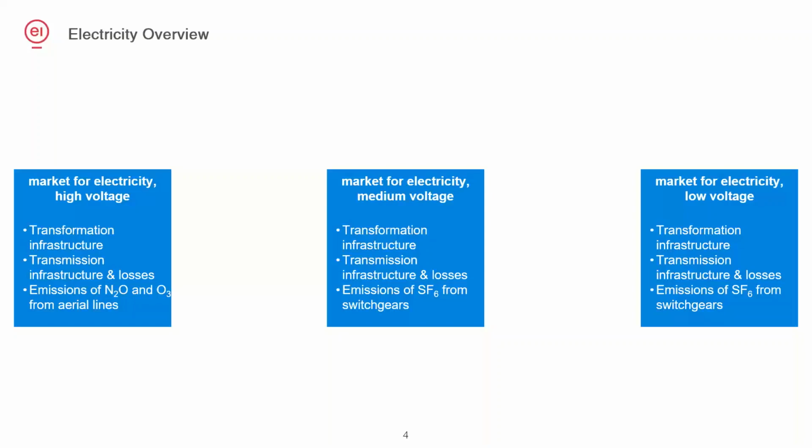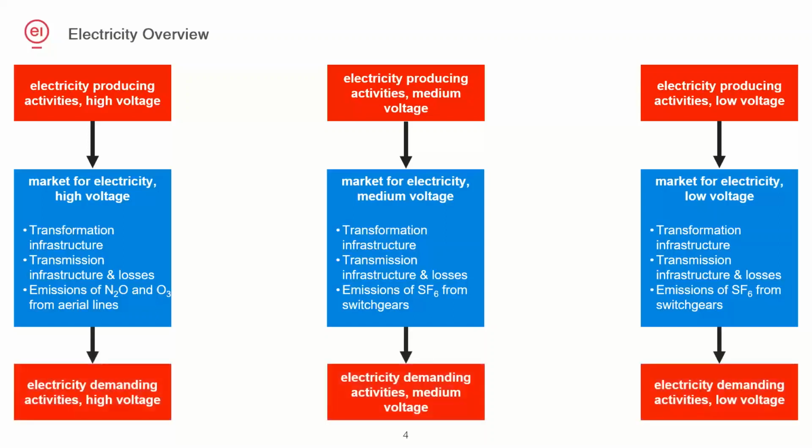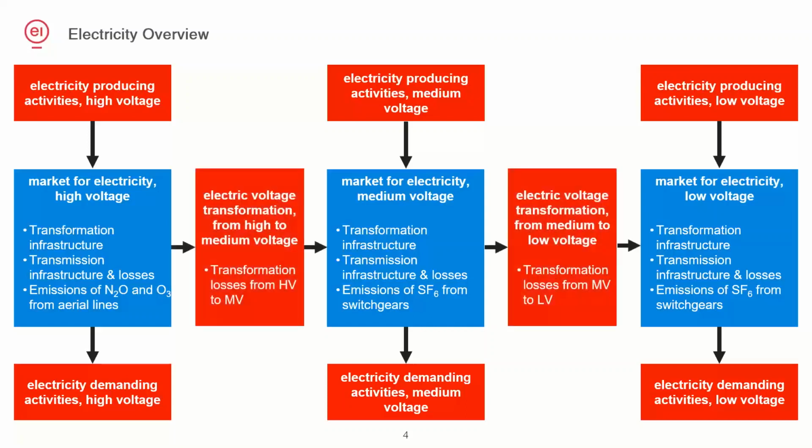The electricity market datasets are fed by electricity producing activities, like nuclear, hard coal, or natural gas, for example, on the high voltage level, municipal waste incineration on the medium voltage level, and photovoltaic on the low voltage level. These markets themselves deliver electricity on their corresponding voltage levels for all demanding activities, and the markets are linked through transformation datasets that also include losses to transform from voltage to voltage. Electricity transmission from country to country happens on the high voltage level as indicated here.